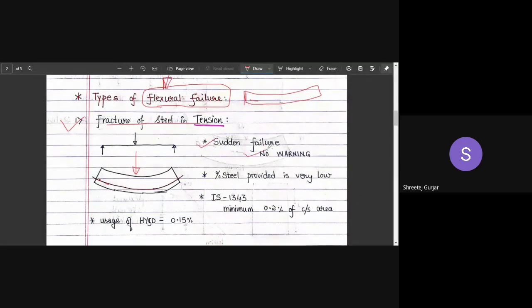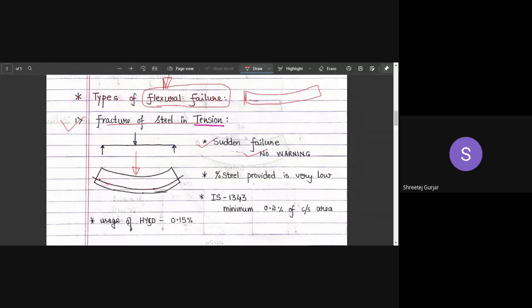There will be no warning, and this is not usually preferred in your design, because if there is no warning for the people residing in the building, and the beam suddenly fails, there will be a lot of loss of life, right? So we do not prefer this kind of failure. Sudden failure is not preferred. When a steel fractures suddenly, your concrete is unable to handle the tensile forces. Concrete is very weak in tension, so it will give up and have a sudden failure.